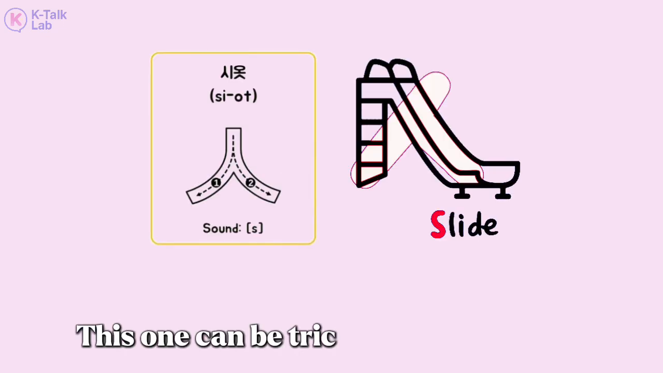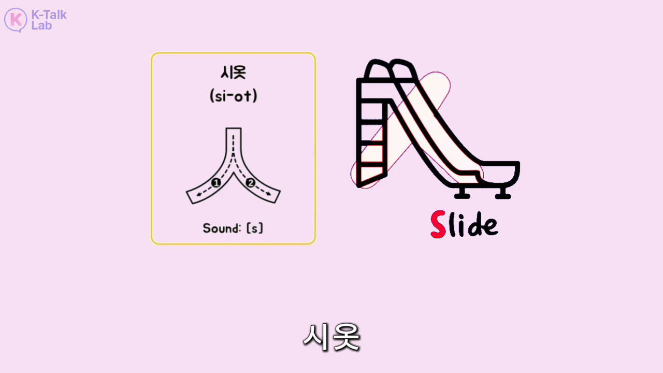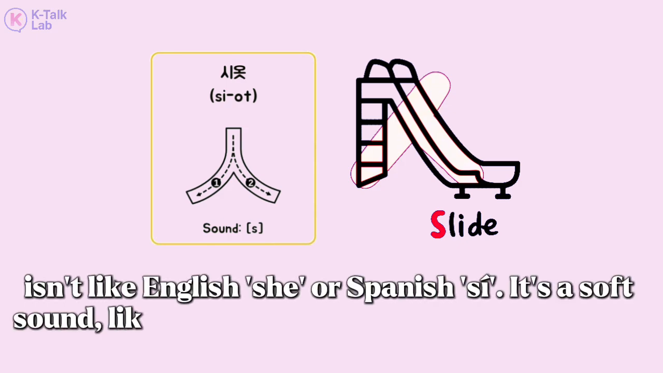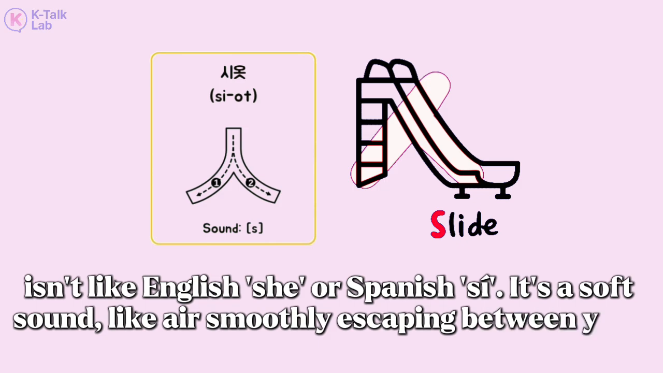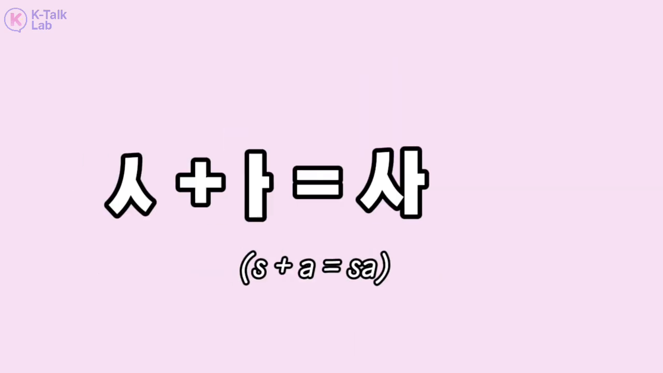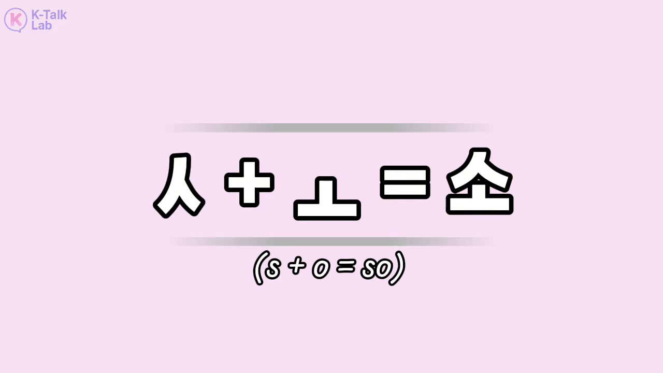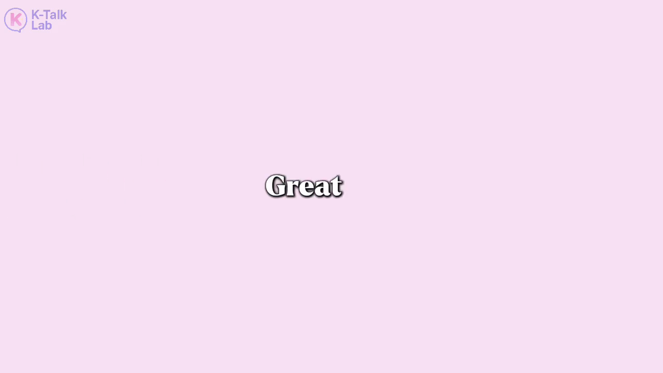Excellent. Finally, si-os. This one can be tricky, but you'll get it. Isn't it like English "she" or Spanish "c"? It's a soft sound, like air smoothly escaping between your teeth. Try. 사, 시, 소, 수. Great job.